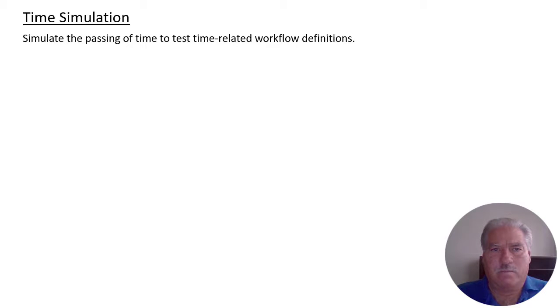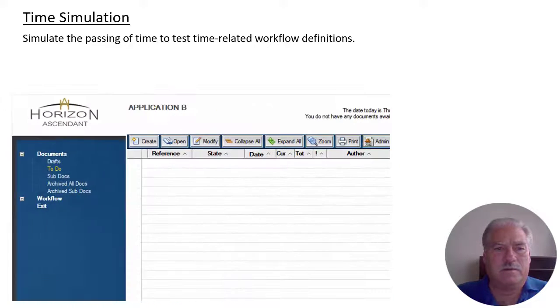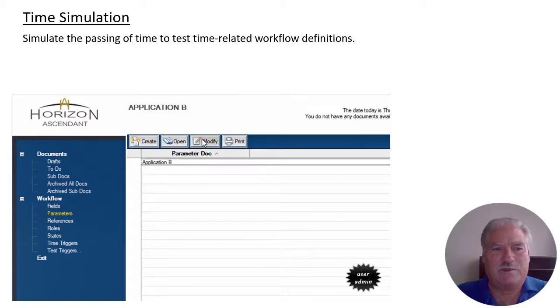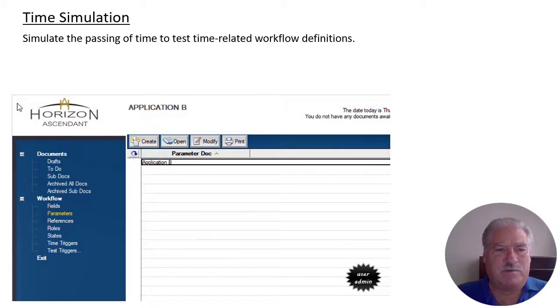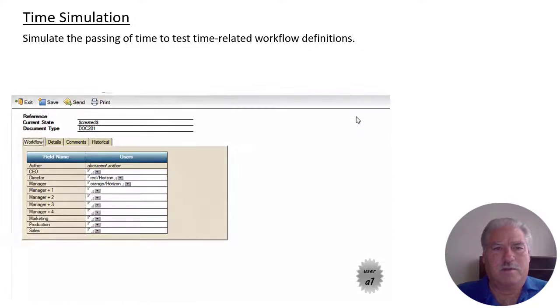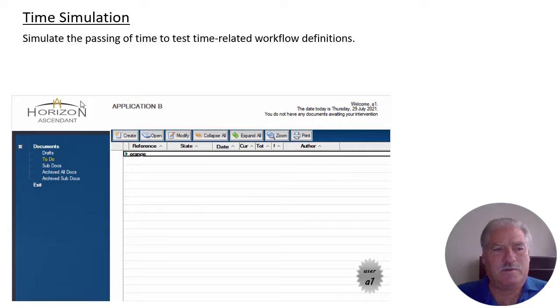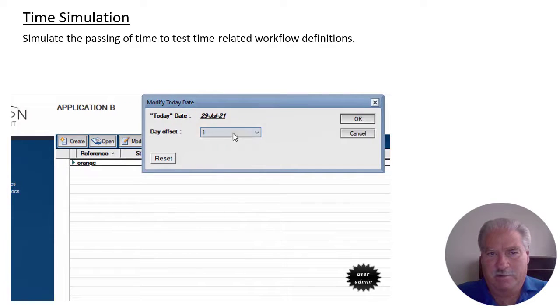Workflow Ascendant also has the option of simulating time-related events. So this is very useful when you're testing that functionality, which is based on anything related to time. So here that initializes the time simulation. So let's create a document. And now as the administrator, DB admin, let's go ahead and advance the time a couple of days.